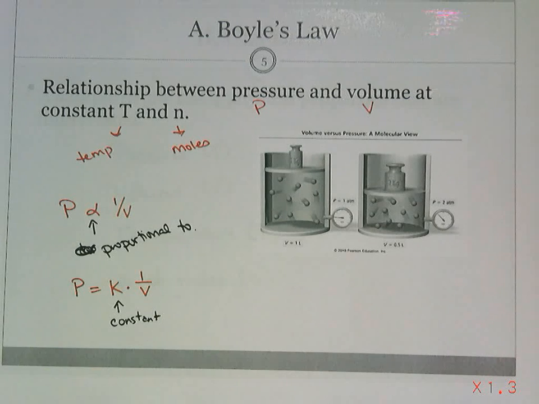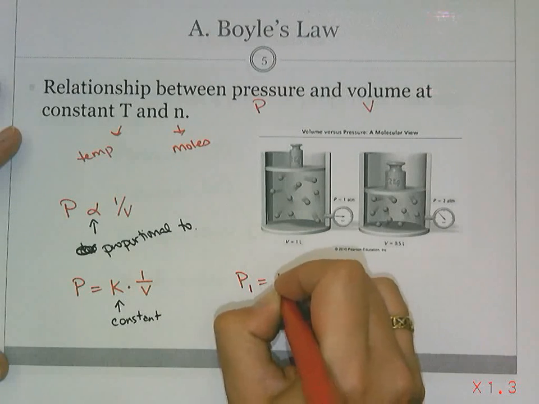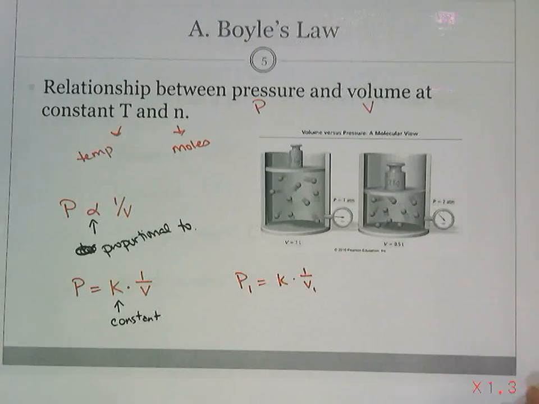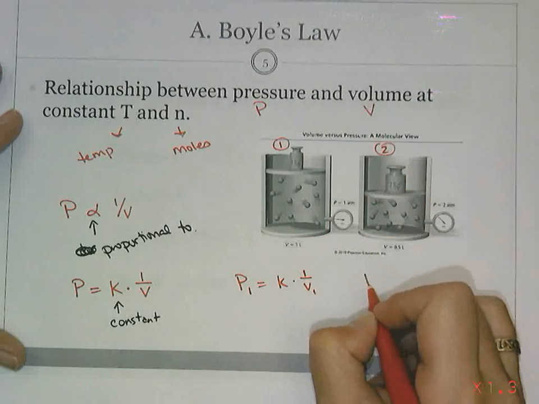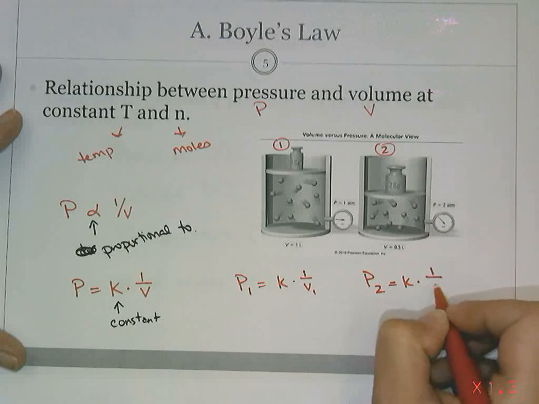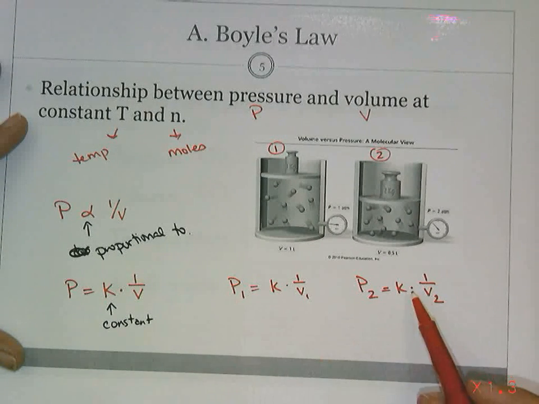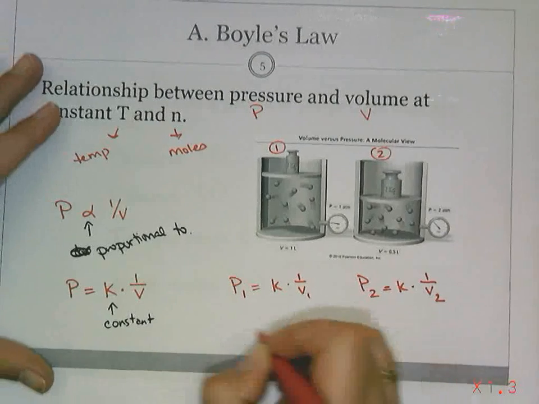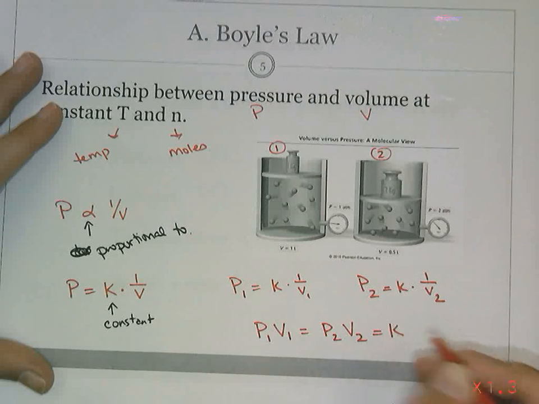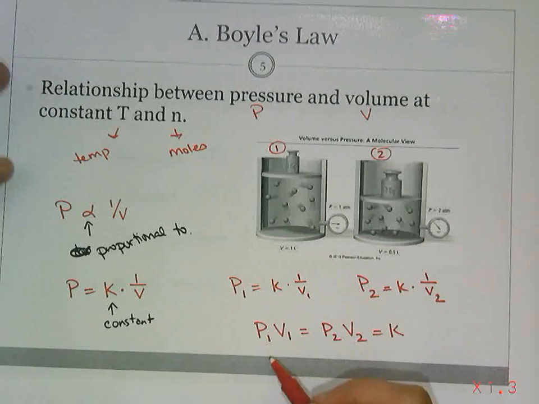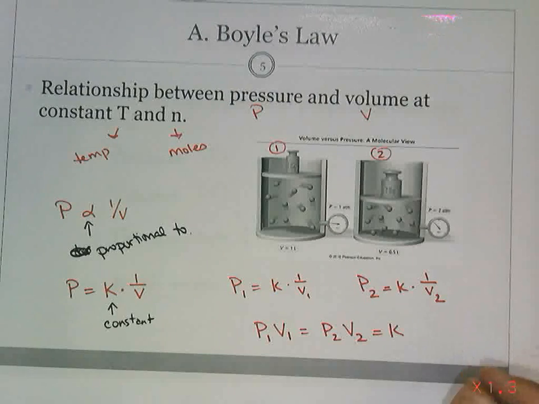But this is useful because I can rearrange this and say P1 equals K over V1. K is a constant, so that's true all the time. And if this was true for one set of conditions, then I could say something about a new pressure and new volume, same constant. So I could use two equations, rearrange these things, and say that P1 V1 is P2 V2, which equals K. And we don't care what K is. I just want to know that if I know a pressure and volume and I change either the pressure or the volume, I can now predict what's going to happen.